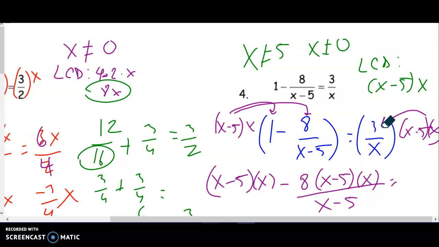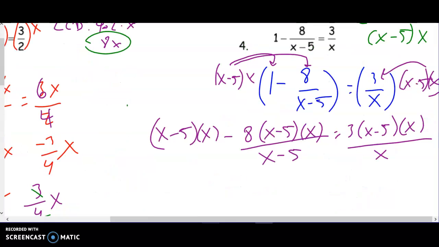I wish I had more space. Let me go ahead and do that. One second. Alright, it has been fixed.